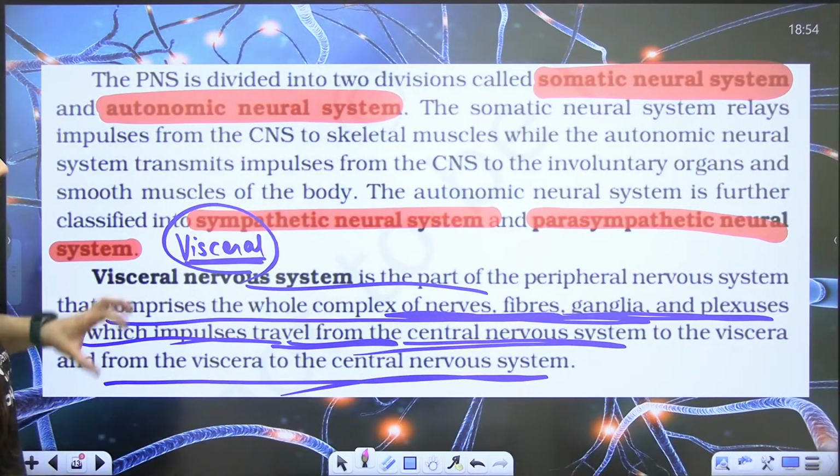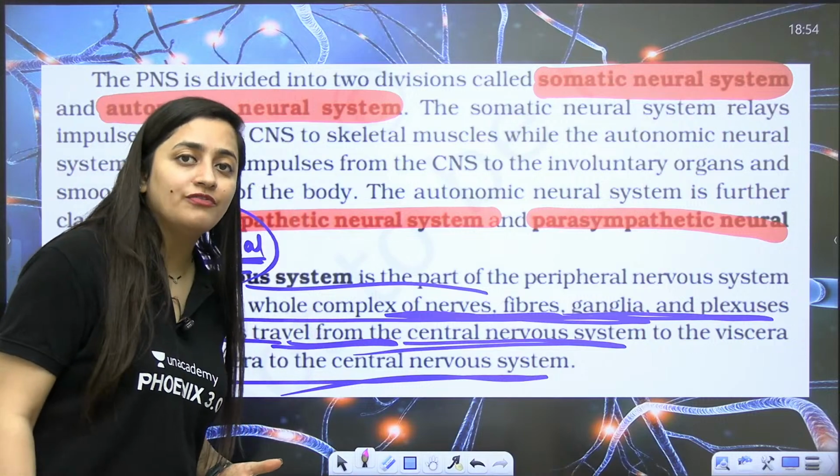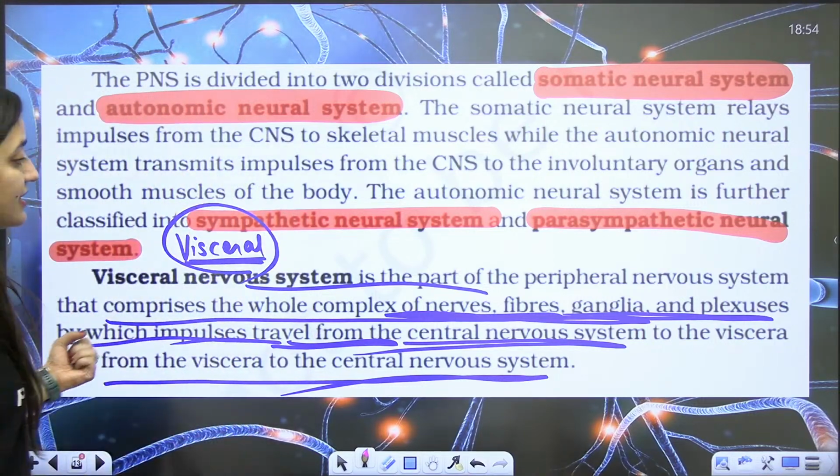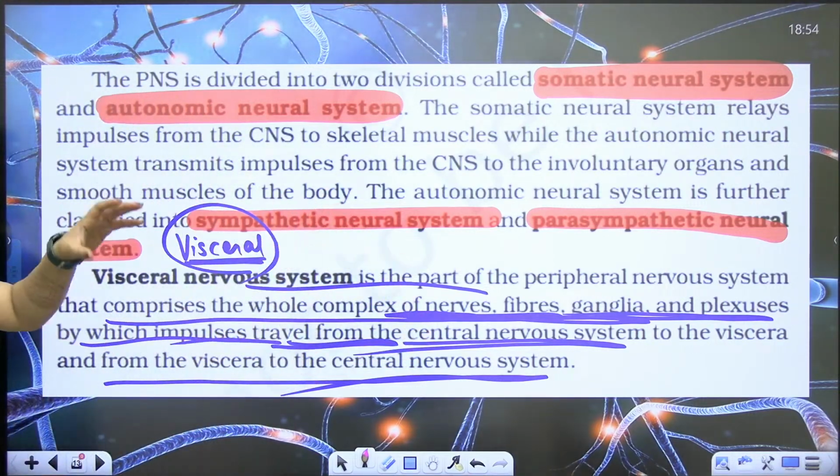So when you are talking about the visceral nervous system, you are talking about your viscera, your body organs, and here it will have the nerves, the fibers, the ganglia and the plexus. Right? So firstly, let's discuss the components of the nervous tissue. Let's start with the neurons and then we will discuss further. If there is any doubt, do let me know.